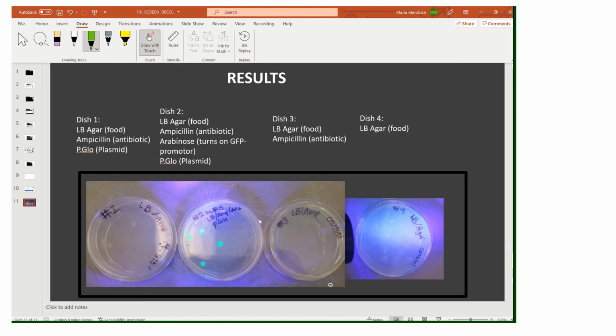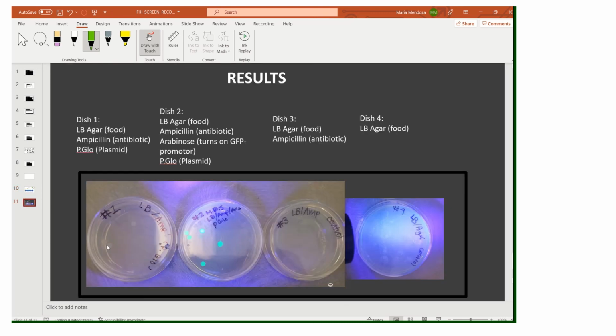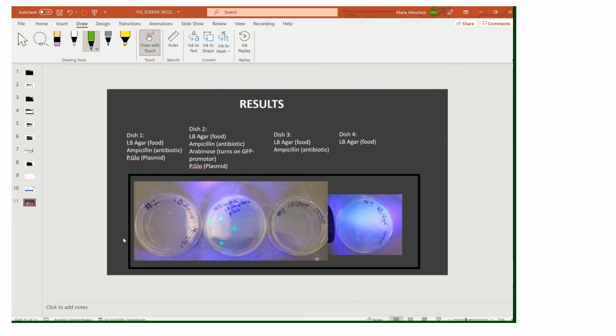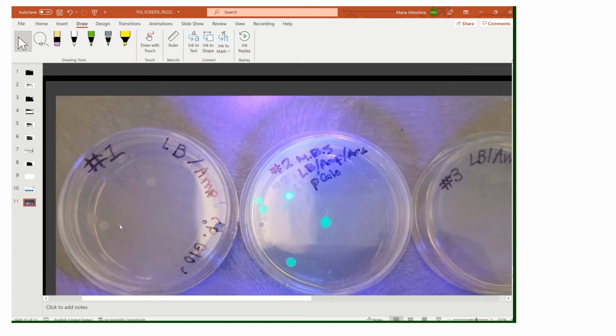And then today in lab, I let you take pictures of our results. So in our LB ampicillin plate number one, we expected a little bit of growth, and that's what we got. We got a few colonies here, so you can see that. Let's see if I can make this bigger. Okay, let me stop drawing. These are actually colonies. So this is a colony here, this is a colony, this is a colony, and this is a colony. So we did have some growth, and that's great.